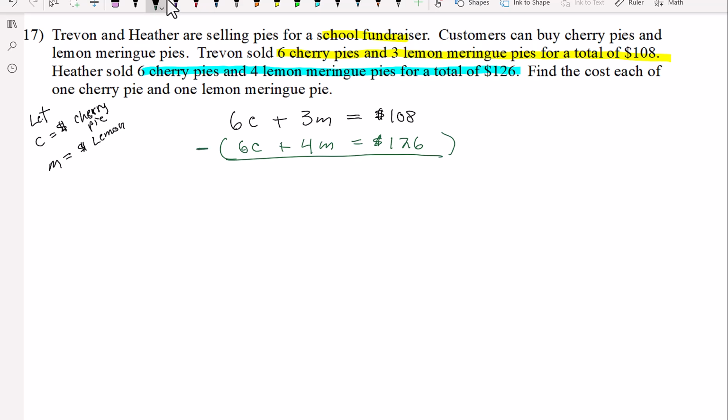So when we subtract, 6c subtract 6c zeros out. 3m subtract 4m is negative 1m. And 108 subtract 126 looks like it's negative 18. And then just divide both sides by that negative 1. All right. So the cost of a lemon meringue pie is $18.